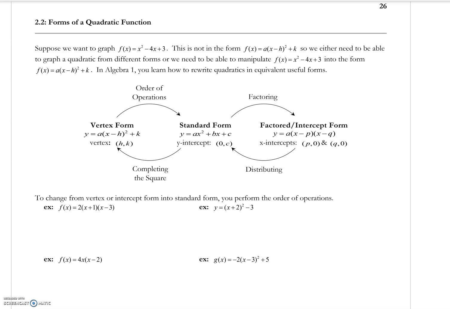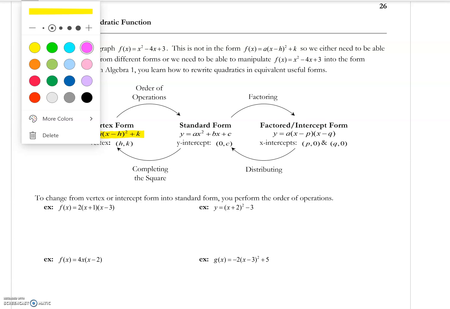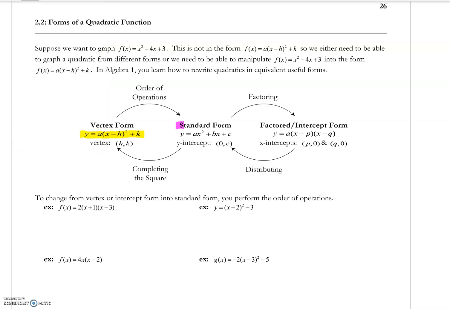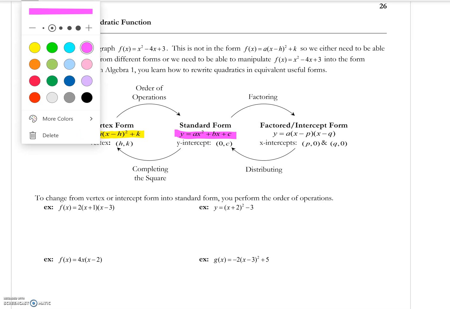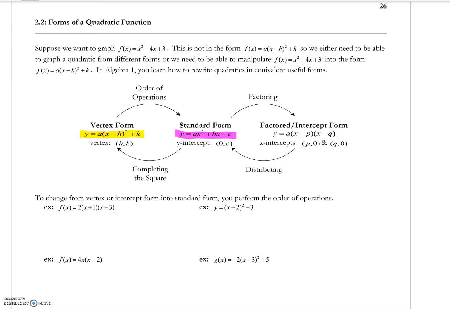Section 2.2 is all about different forms of quadratics. If you remember from Algebra 1, there are 3 different forms of quadratics that we really look at. The first form that we're going to look at is vertex form. The second form that's going to be useful to us is standard form. And the third form that's going to be useful to us is factored or intercept form.